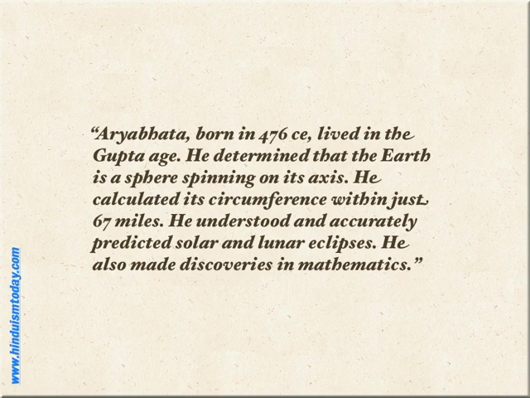Aryabhata, born in 476 CE, lived in the Gupta age. He determined that the earth is a sphere spinning on its axis. He calculated its circumference within just 67 miles. He understood and accurately predicted solar and lunar eclipses. He also made discoveries in mathematics.